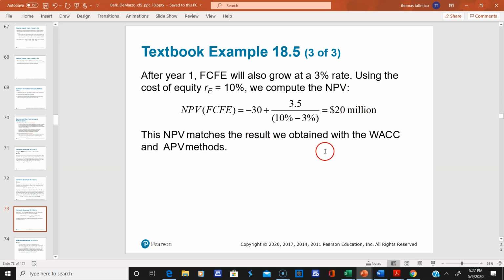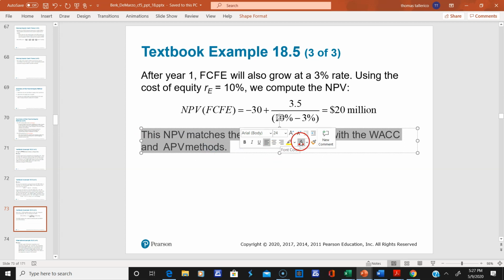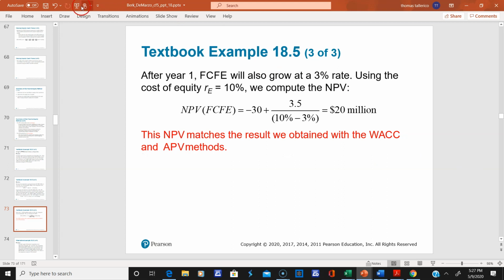So this matches the result we obtained with the weighted average cost of capital, and again the adjusted present value methods. So you can see they all have to work out the same by the law of one price. They all have to come out the same.